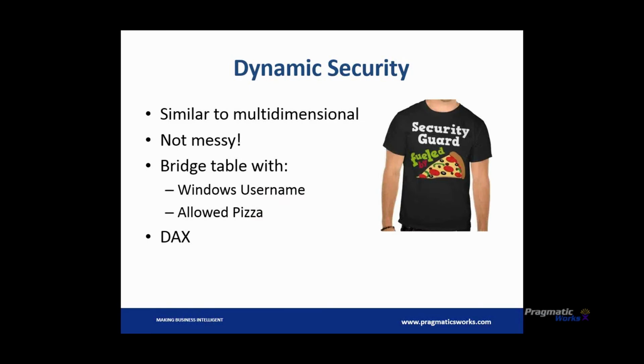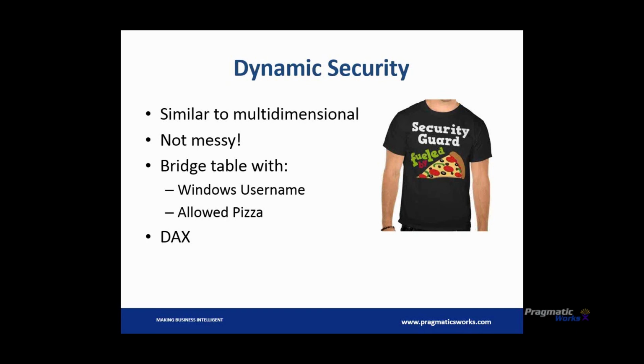So dynamic security is very similar to the way things are done inside of the multidimensional world, where we basically take the username that's browsing the workbook and pass it into some sort of a bridge table. The thing that's very nice about this, unlike the other couple of things that we've looked at, is that this is not at all messy. It's very clean and very easy to do, and I find it's much easier to troubleshoot and implement inside of the tabular world than inside the multidimensional.